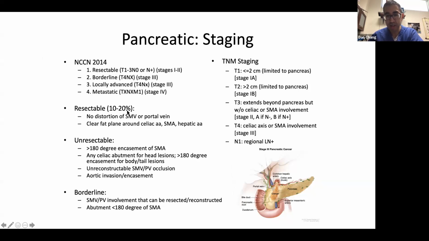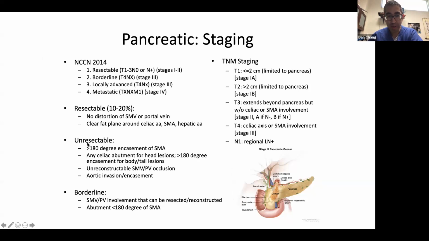The problem is the vast majority of patients are not resectable at the time of diagnosis. The common number is that between 15 and 20% of patients present with pancreas cancer with resectable disease, and that's what makes this disease so deadly.